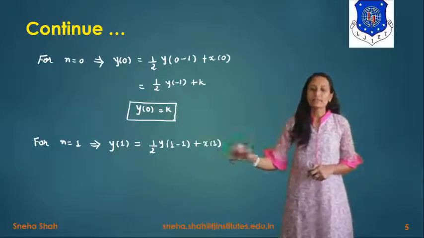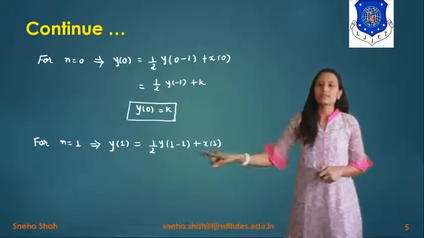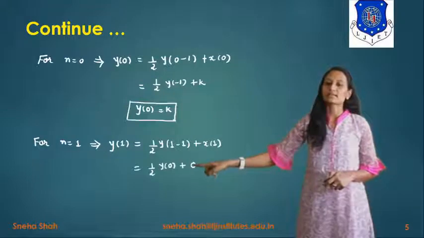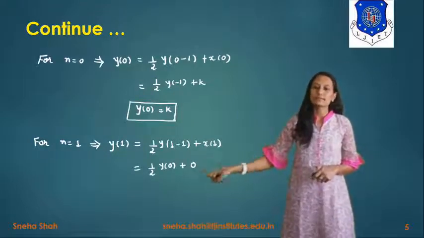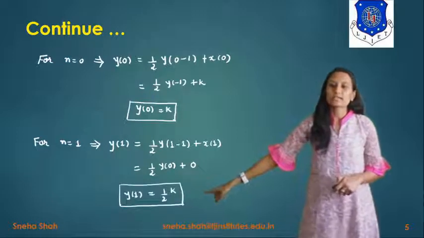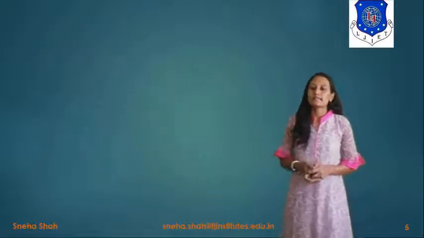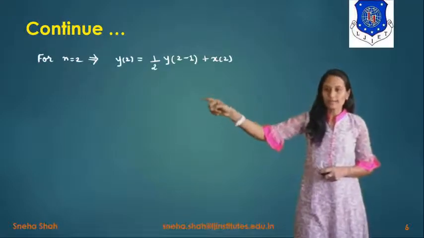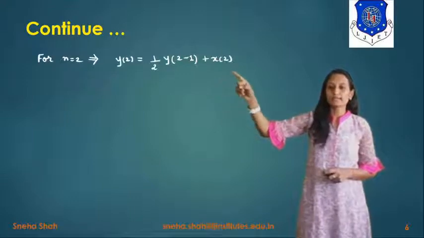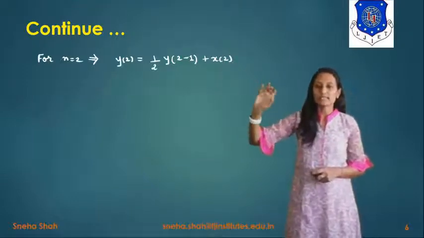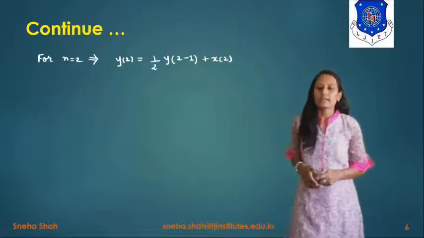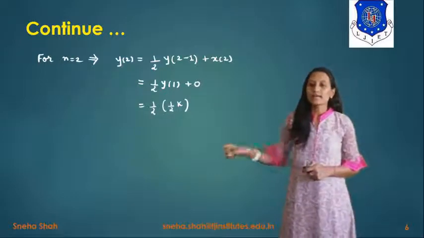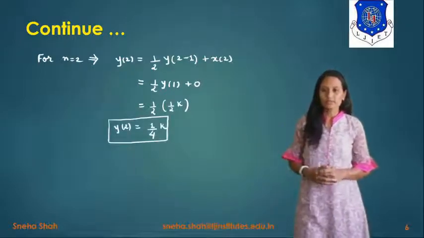Now the value of x of 1 equals 0. The value of y of 1 minus 1 means y of 0, and the value of y of 0 equals k. So this term becomes 1 by 2 y of 0 plus 0. Y of 0 equals k, so it becomes 1 by 2 into k. Similarly, we will find for n equals 2. For that, y of 2 equals 1 by 2 y of 2 minus 1 plus x of 2. The value of x of 2 equals 0, and we have to put the value of y of 1 over here. So the value equals 1 by 2 into k, so the value of y of 2 is 1 by 4 into k.